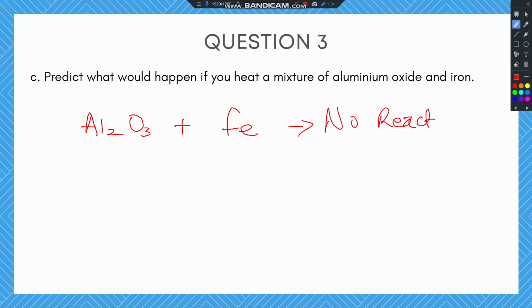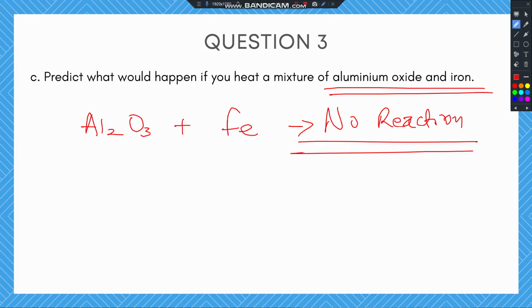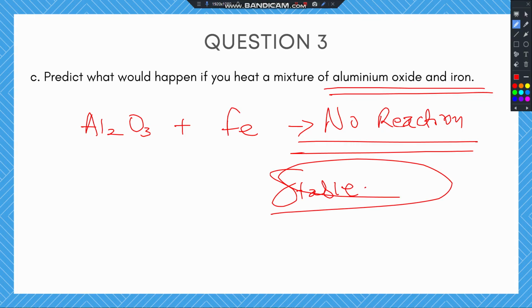So predicting what will happen if we heat a mixture of aluminium oxide and iron, nothing will happen. The mixture will remain pretty stable. That is what will happen. Let's move on to the next question.